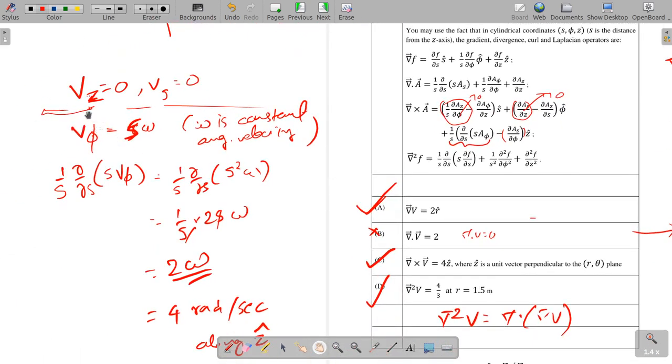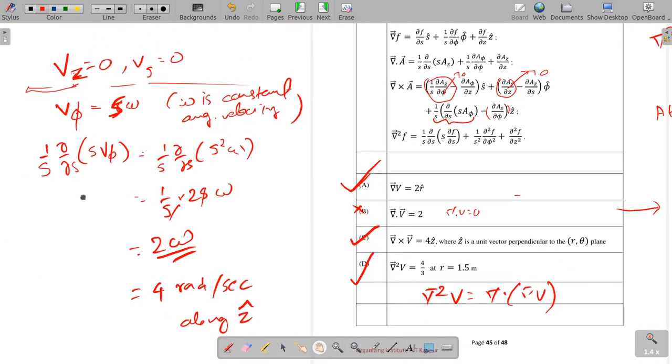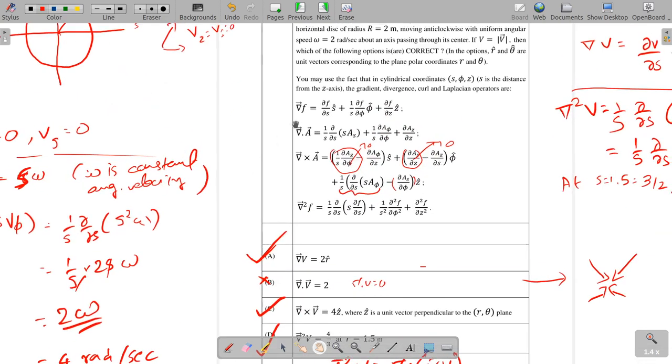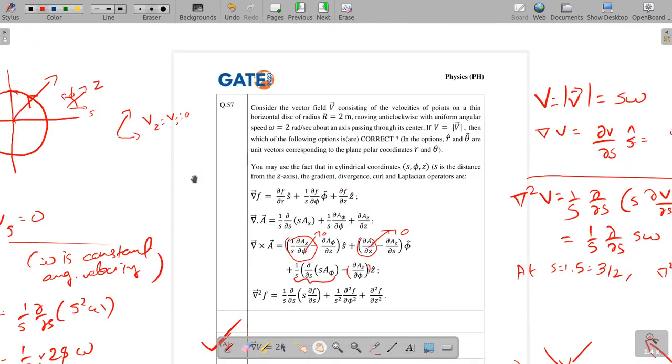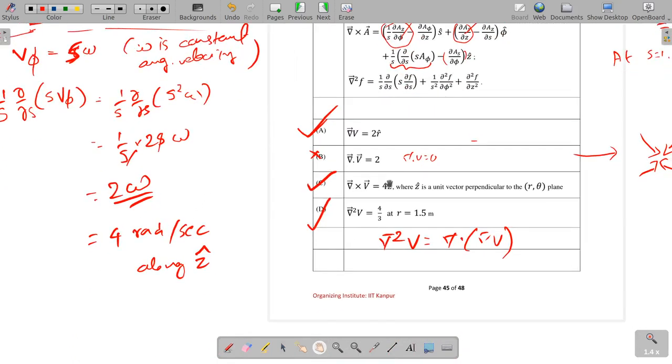Since it's a uniform angular velocity around this axis, we can simply take the component v phi as v phi equals s omega, where omega is the given angular velocity. Then you take this derivative, 1 by s dou by dou s of v phi. Putting that term, you get s square omega, and taking the derivative, you get 2 omega. It is provided that omega is 2 radians per second, so 2 omega is 4 radians per second. That's how you get a 4 here.